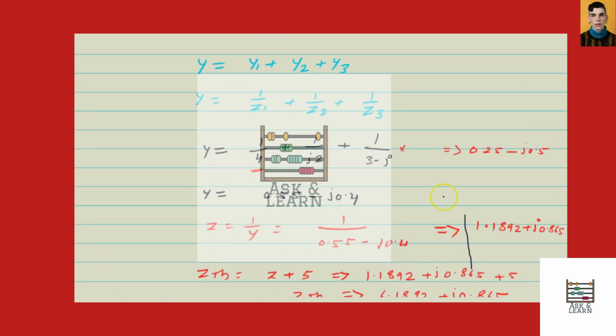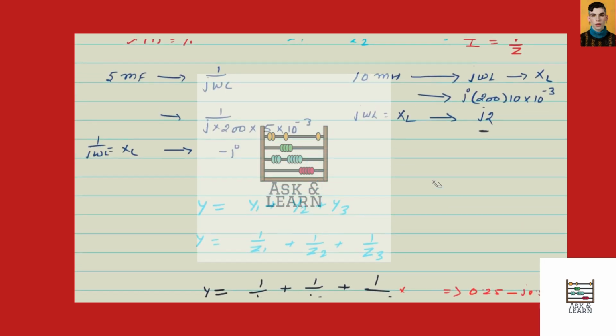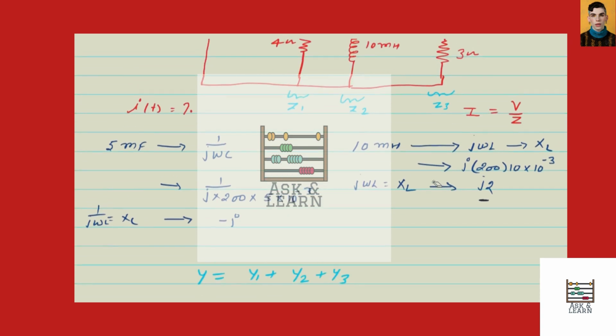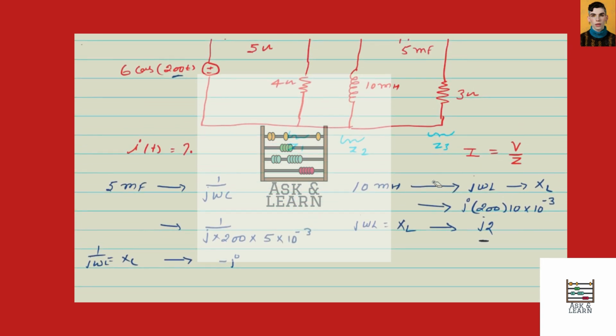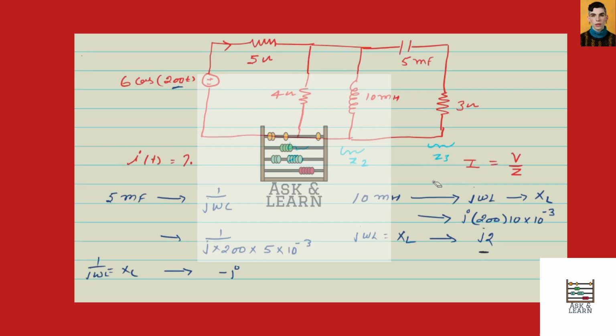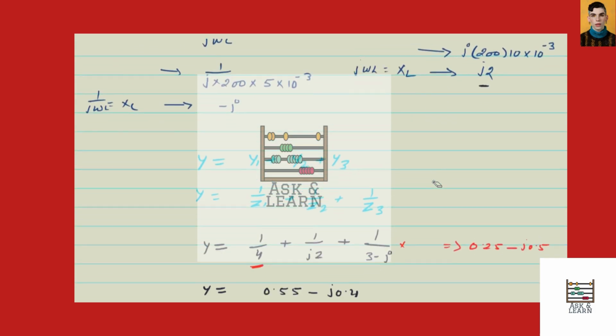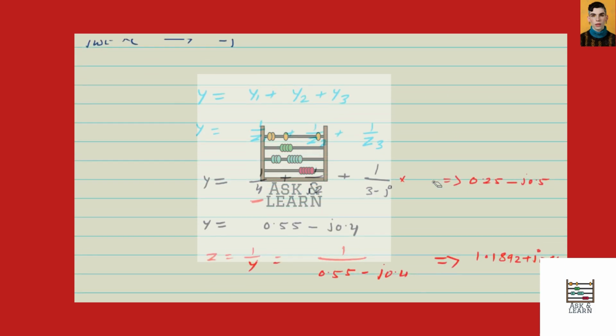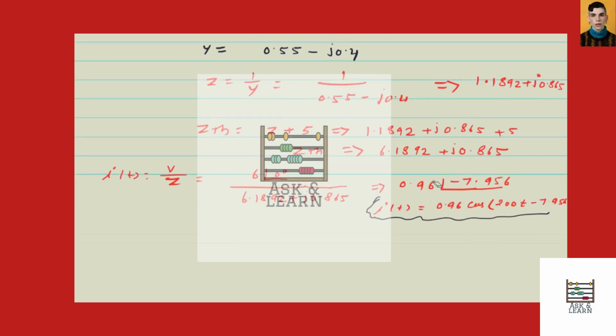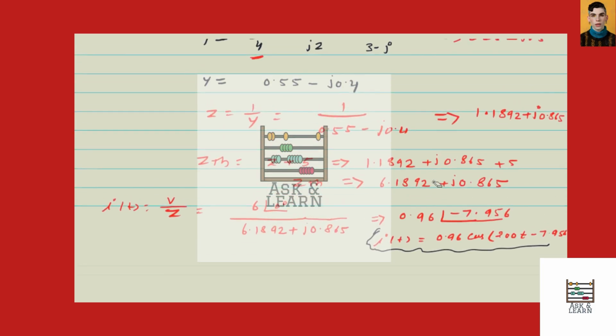So in this problem, a series-parallel combination of a circuit is given and we have to find the value of the input current, the total current I of t. First we convert the inductor and capacitor into reactive form. Then we calculate the total impedance Z of the circuit using the impedance method, apply the formula I equals V upon Z, and calculate the value in the time domain, which is 0.96 angle of minus 7.956.